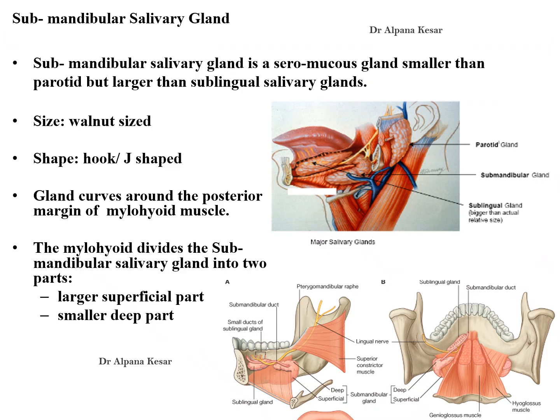Submandibular salivary gland. Submandibular salivary gland is a seromucous gland. This means that it has both serous and mucus acini. Hence, its secretion is mixed. There are three salivary glands, namely parotid, submandibular, and sublingual. Submandibular salivary gland is smaller than parotid but larger than sublingual salivary gland.